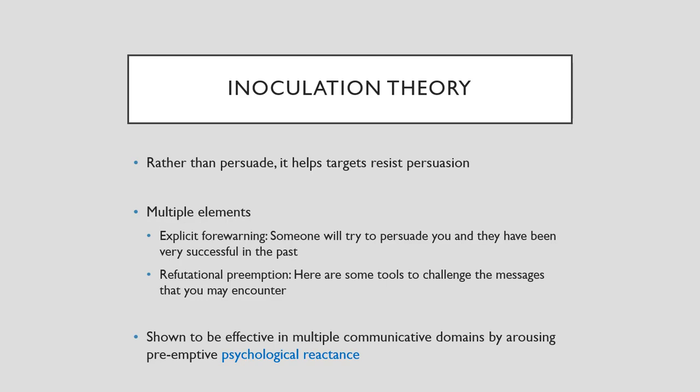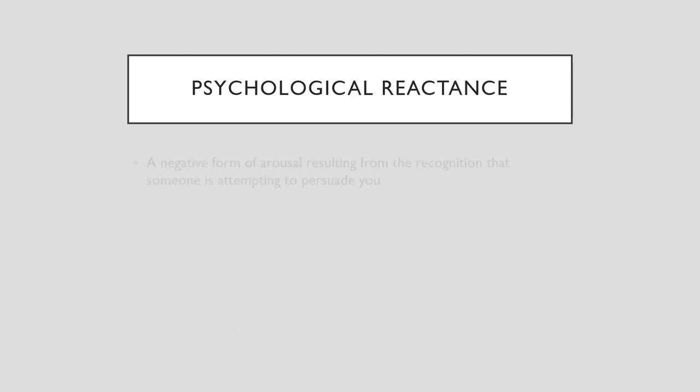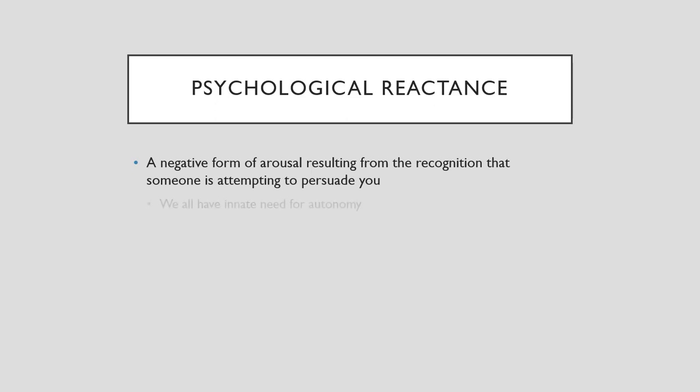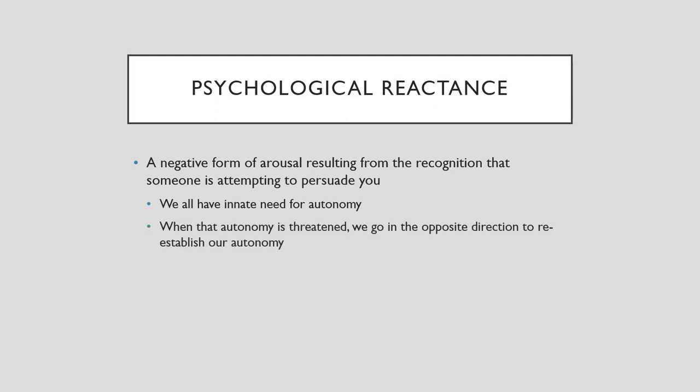Now, the interesting thing about inoculation in communication is that it's been shown to be effective in a large number of domains: political communication, health communication, interpersonal communication. Across the board, it's one of the most reliable theories in communication. And this is done by arousing something called psychological reactance. Psychological reactance is a negative form of arousal that you get when you recognize that somebody's trying to persuade you. We all have this intrinsic need to make our own decisions, to have volitional freedom, to be rulers of our own destiny. And when we recognize that autonomy is being threatened because somebody's trying to persuade us to do something, our natural tendency is to go in the opposite direction to reestablish our autonomy.